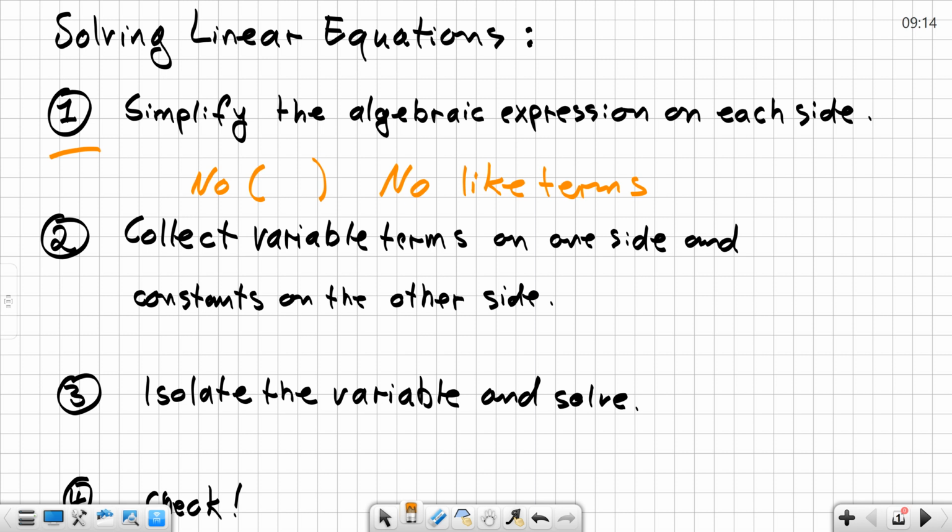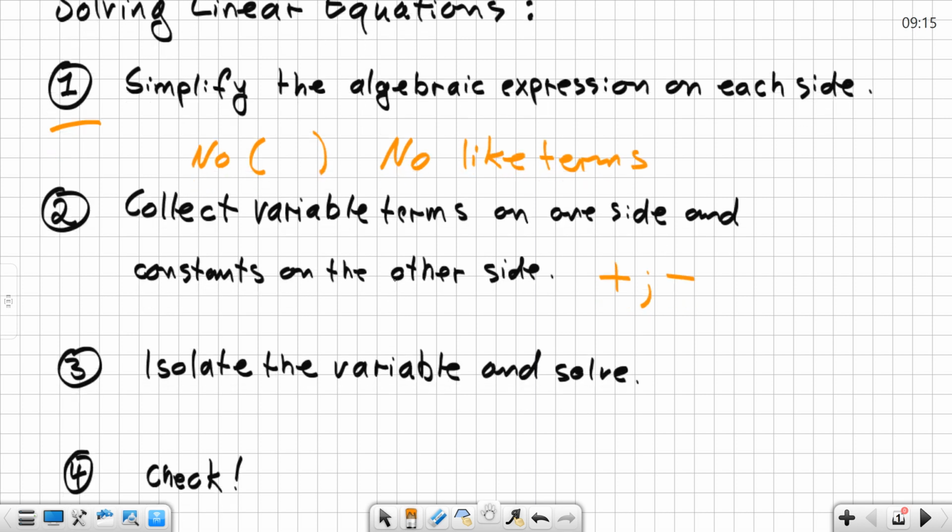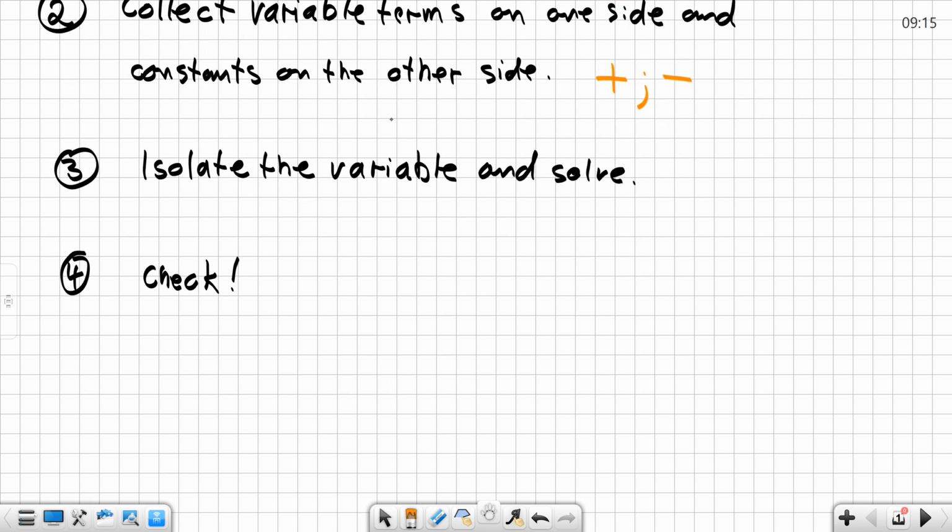After that, we are collecting the variable terms on one side and the constant terms on the other side. I am going to do this with subtraction and addition. This is when you move things from one side of the equation to the other side. After that, I'm going to isolate the variable and solve. We do not want to know how many 2x is equal to or 3x. We want to know how much 1x is equal to. So in other words, in this case, I can use either multiplication or division.